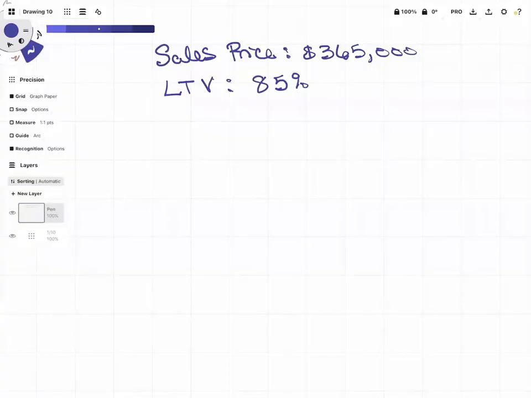We're not doing that right now, but remember, if it's 80% or greater, there's PMI. Because you borrow more than 80%. And if it's less than 80%, it's no PMI. Okay. I did not know that.